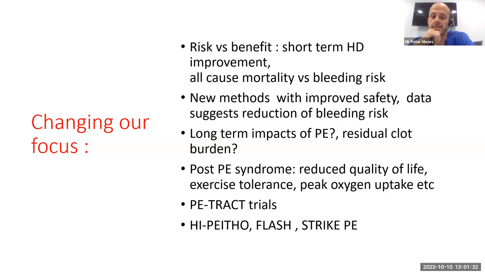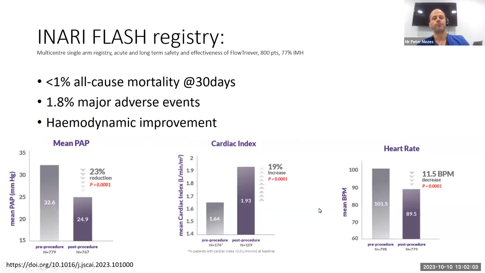So for these, there are already a lot of new trials out there. The most exciting one would be the PE-TRACT trial, which would be an independent large-scale randomized trial, but also the companies started their new trials looking at long-term outcomes. HI-PEITHO is the one for the ECOS device, FLASH is for the flow retriever, and STRIKE is for the Penumbra device.